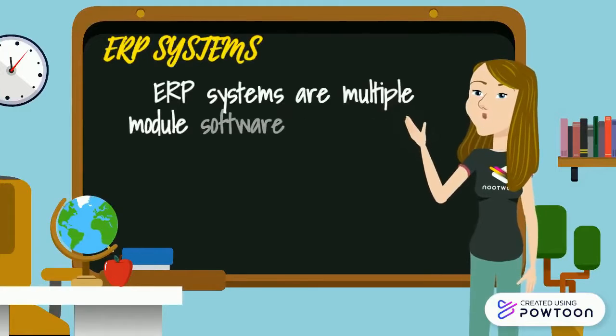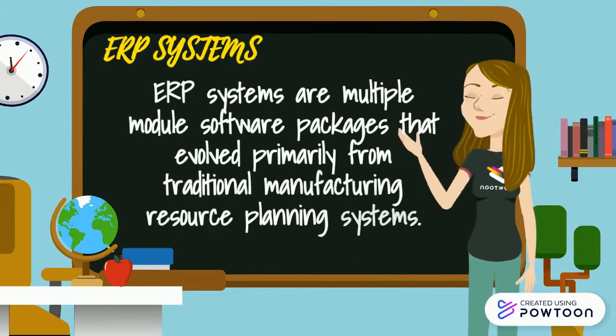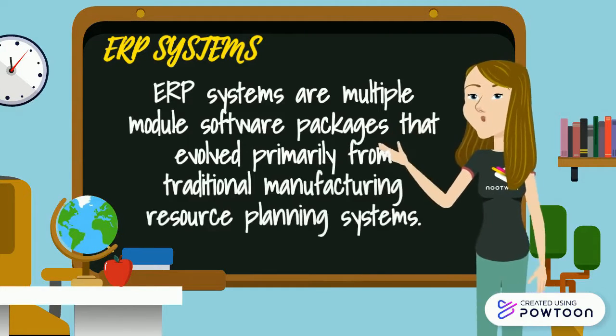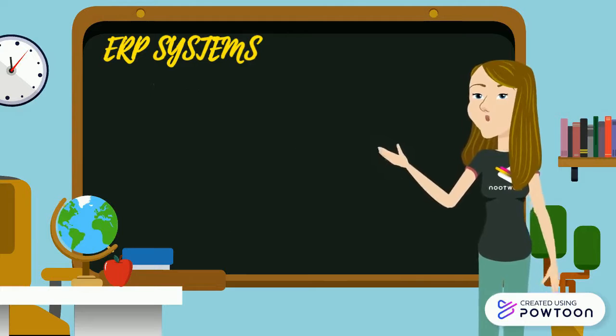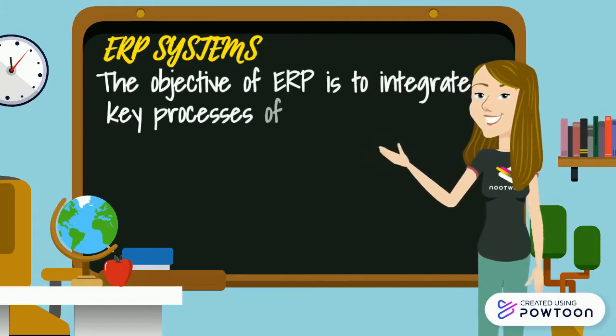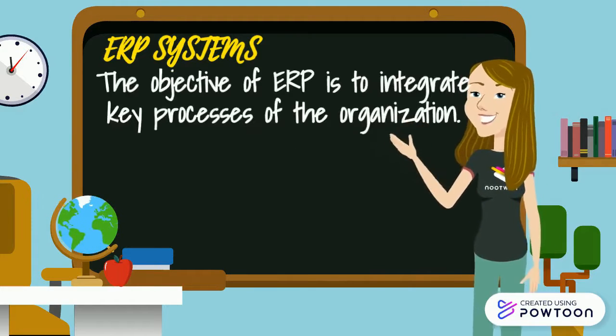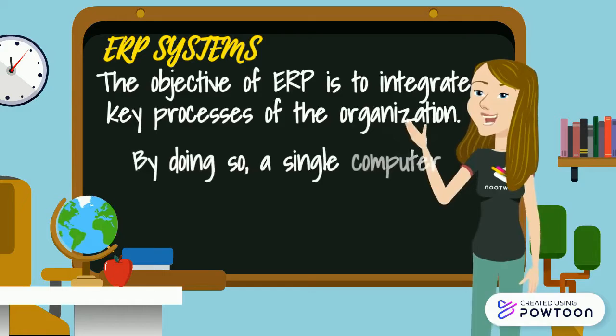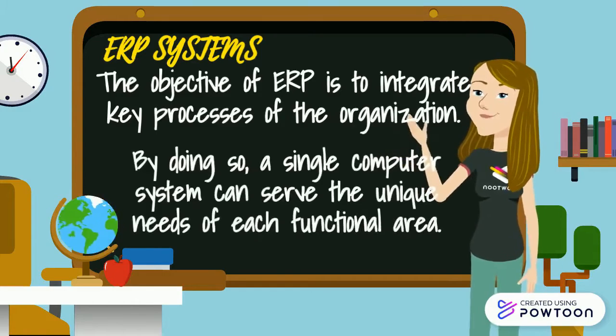ERP systems are multiple module software packages that evolve primarily from traditional manufacturing resource planning systems. The objective of ERP is to integrate key processes of the organization. By doing so, a single computer can serve the unique needs of each functional area.